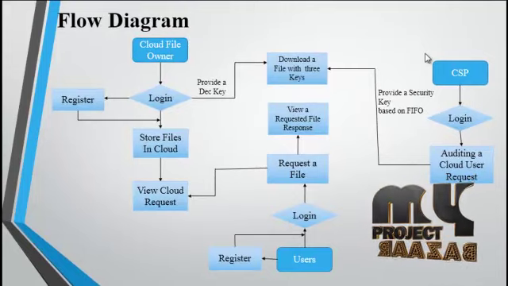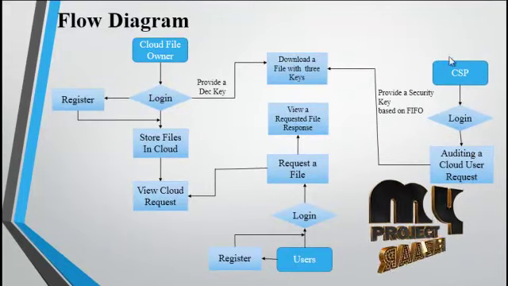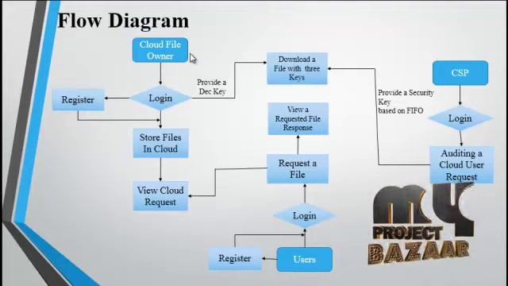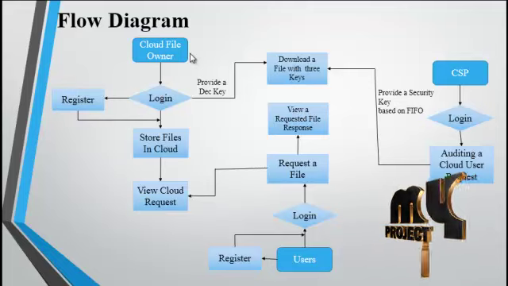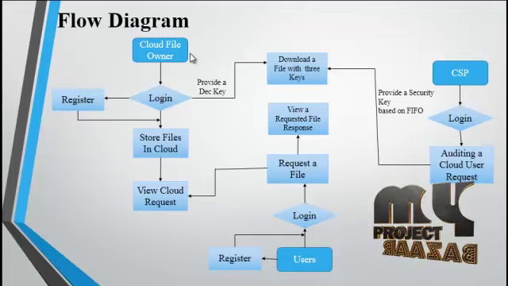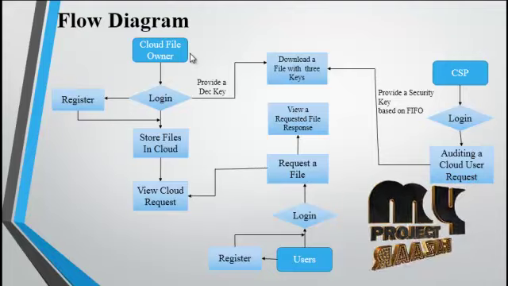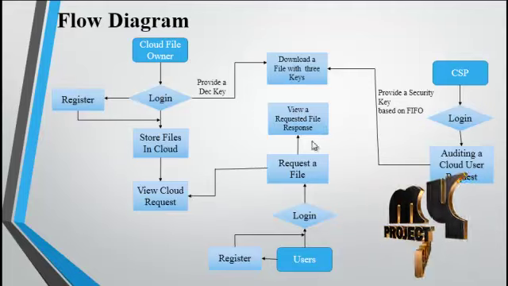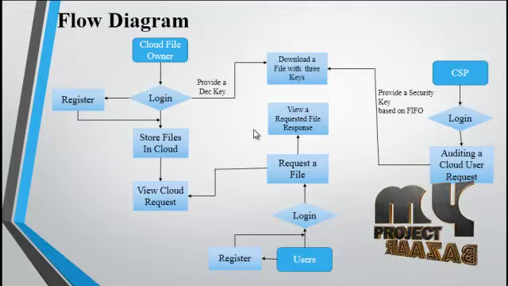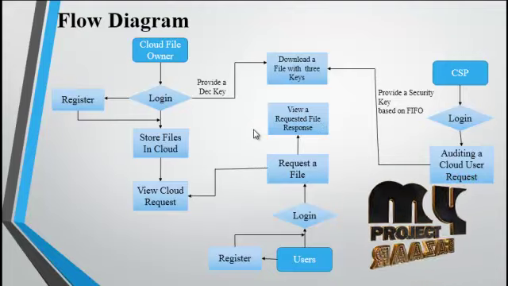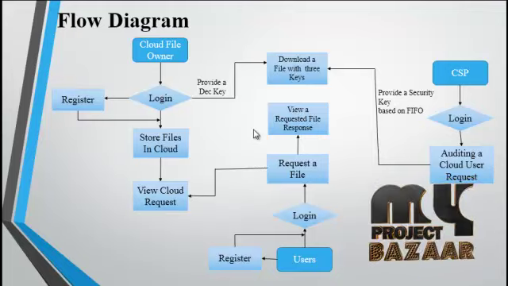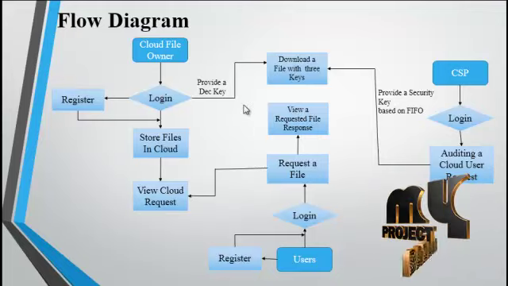Let's see our project data flow diagram. Initially, the cloud file owner logs in with his or her own username and password. A new user first registers, then logs in with the registered credentials. The cloud owner stores files in the cloud and monitors or audits the number of user requests. The cloud file owner provides a security key to the user who first requests the cloud file. The CFO sends the security key depending on the FAFO method.